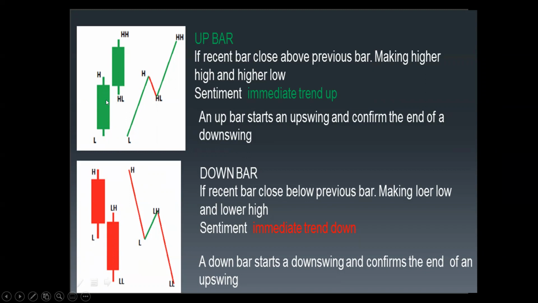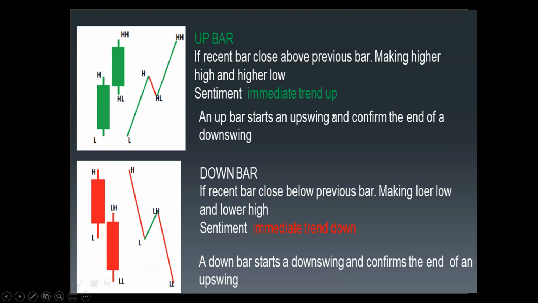Once again, it does show the same example. You see the full candles. We can look at these as smaller time frames, building out these daily time frames, pulling us higher highs, higher lows, giving us entry points, entries and exits. Now, an up bar starts an upswing and confirms the end of a downswing, showing us reversals.